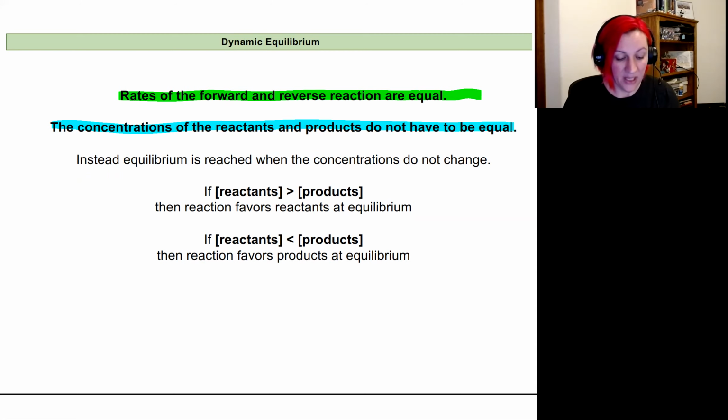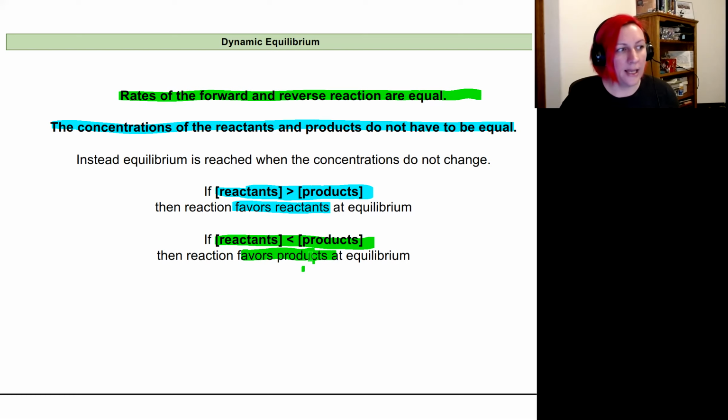When equilibrium is reached and the concentrations stop changing, we might see that reactants are larger than our products, in which case we would say the reaction favors reactants at equilibrium. Or we might see that we have far fewer reactants and much more products when we reach dynamic equilibrium. So we would say that the reaction favors products at equilibrium.